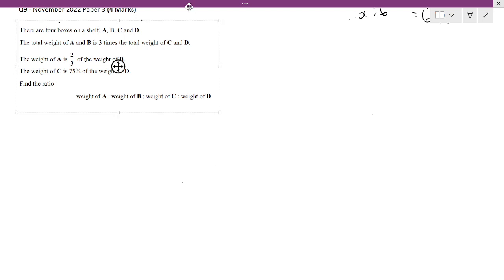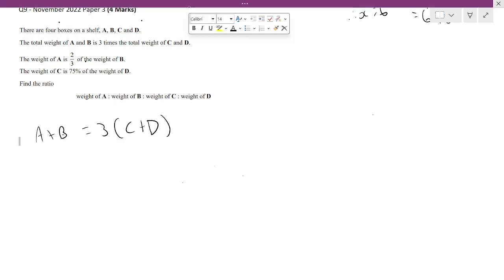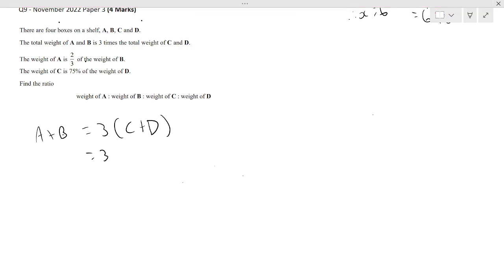So if we say A, B, C, and D are the weights, then what's the total weight of A and B? It's A and B combined, right? A and B. The total of this is 3 lots of the total weight of C and D. Well, that's C and D, so C add D, right? So 3 lots of the weight of C and D is the weight of A and B. So that's the first equation, and then we can expand that to say 3C add 3D. So that's this part here.